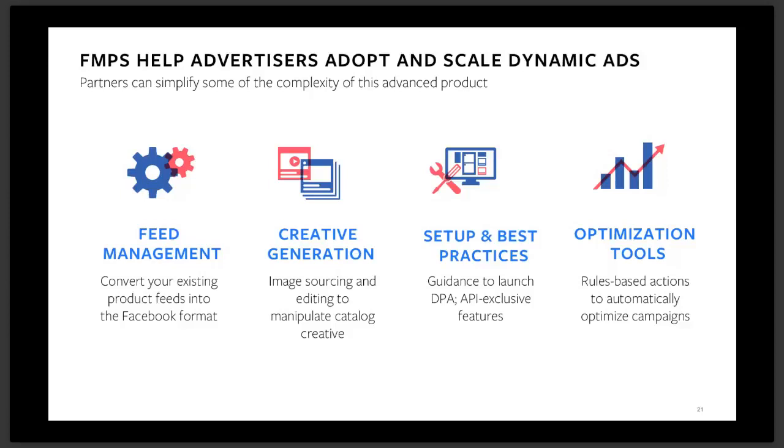And finally, many FMPs offer automatic optimization tools that can reallocate bids and budgets to top performing ads and the like, which again reduces the amount of manual optimization necessary to get the very best results from your campaigns. And with that, I'm going to hand it back off to Harshad, who can talk more about OnlineSales.ai's specific capabilities.